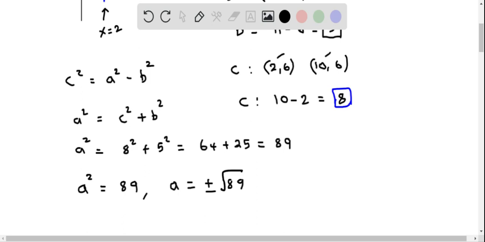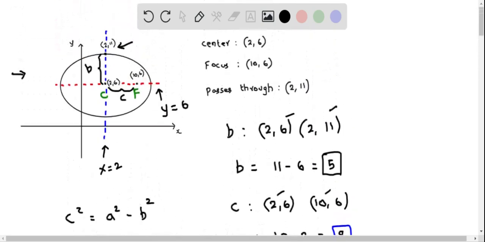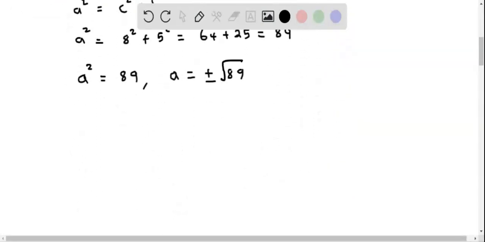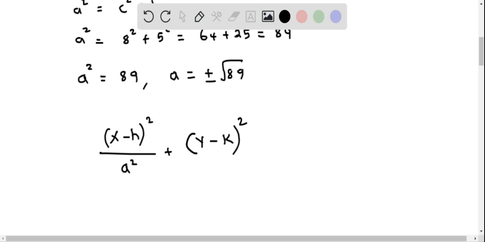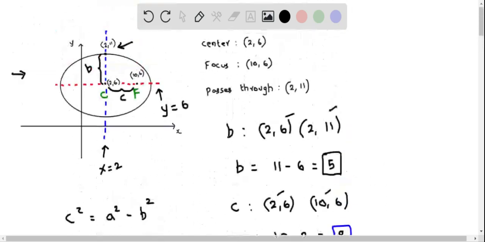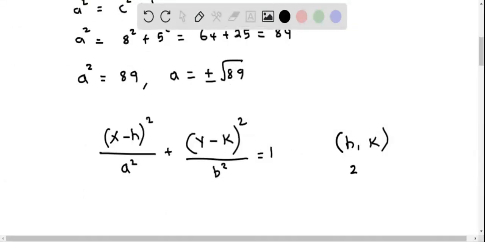Okay, now that we have determined the values of A and B, we can write the standard equation of the ellipse with the center (h, k). So that is (x minus h) quantity squared divided by A squared plus (y minus k) quantity squared divided by B squared, and this equals 1. This is the standard form of the ellipse with the center at (h, k). Now let's replace the center information, that is (2, 6). So we can replace h by 2 and k by 6.